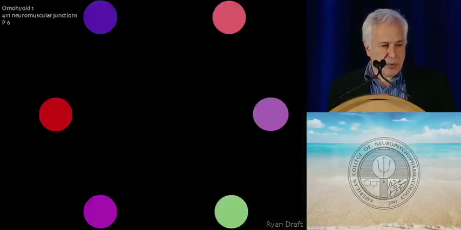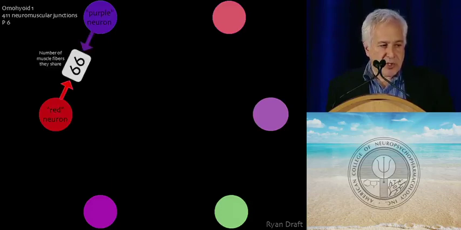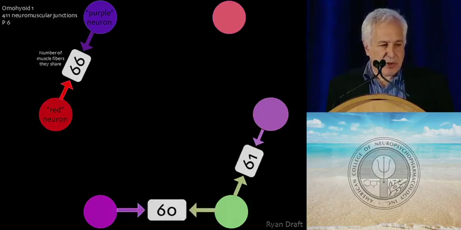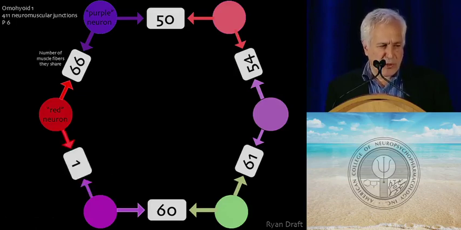I'm going to show you one example from Ryan Draft's work. He's a graduate student who did this. This is a muscle that had 6 different axons innervating it. And the most common thing he saw in this developmental stage of multiple innervation was that the purple neuron and the red neuron shared 66 neuromuscular junctions. In this particular muscle, the next most common thing he saw was 61 muscle fibers shared by those two, 60 by those two, 54 by those two, 50 by those two, making you think that there should be a substantial number between the red and the one at the bottom, perhaps. But in fact, there was only one shared by those two.